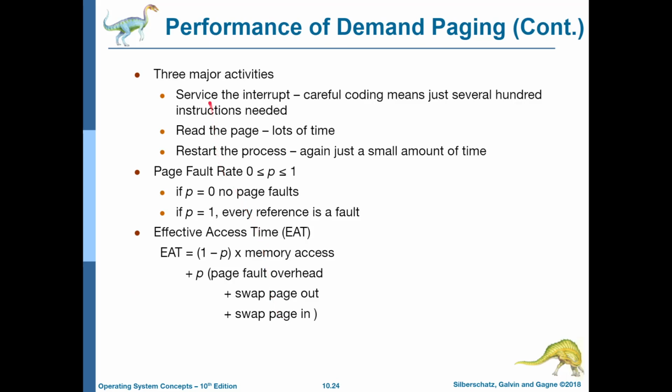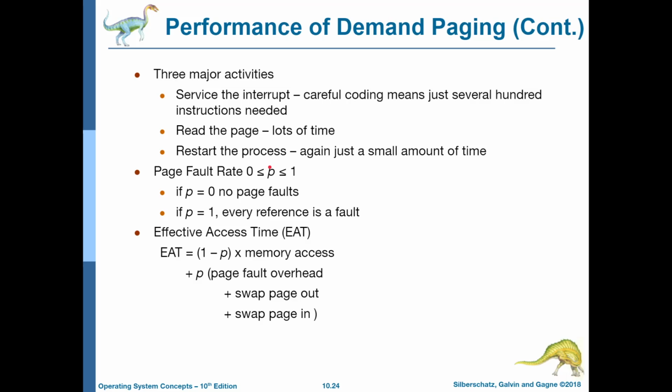So we can see that there are three things happening. We have interrupt servicing, which is, again, context switching and can be very expensive. We read the page from the drive, and you'll see that this takes a lot of time. And then finally we have restarting the process, which is, again, just another context switch.